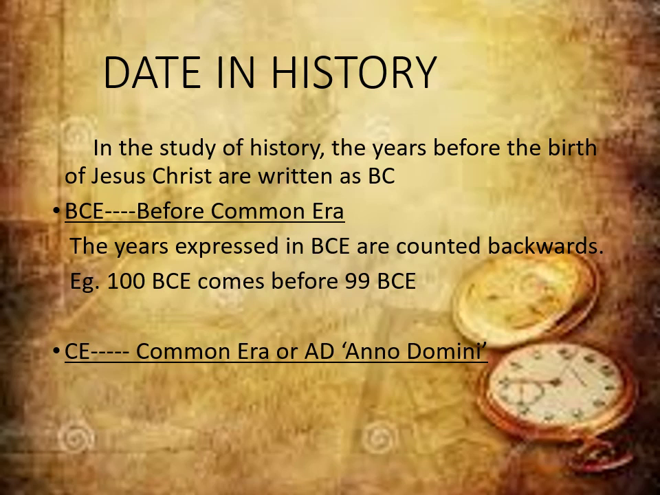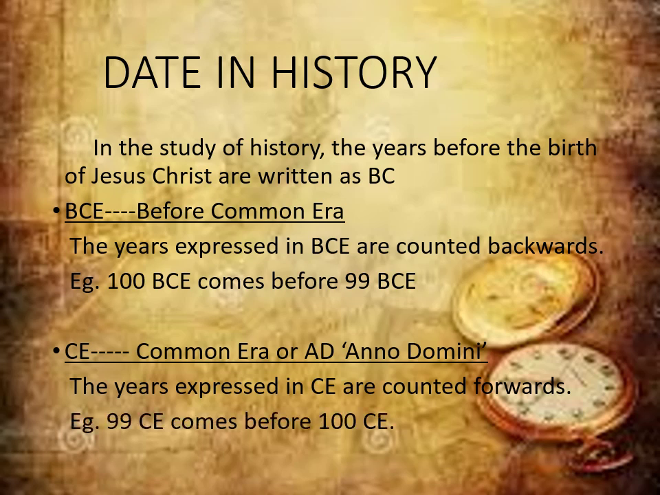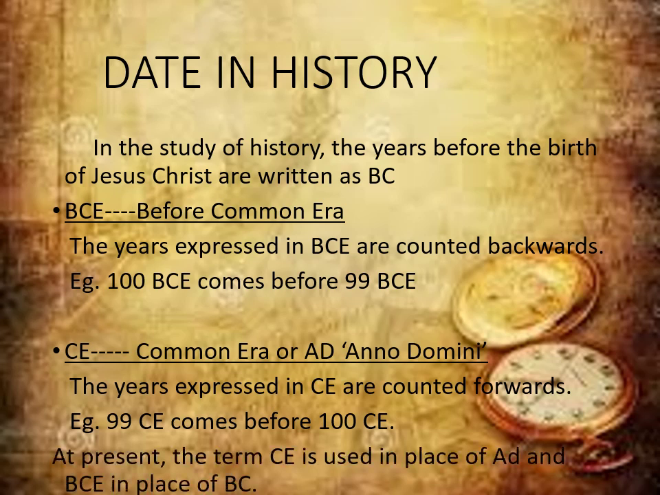CE, Common Era, or AD, Anno Domini. The years expressed in CE are counted forwards. Example, 99 CE comes before 100 CE. But at present, the term CE is used in the place of AD and BCE is used in the place of BC.